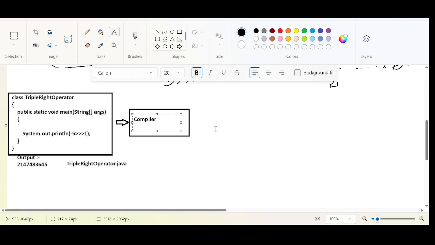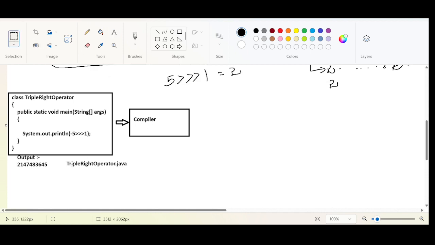If there are no errors, it will convert this source code, or this .java file, into what? .class file. Very simple. The .java file will be taken by the compiler. The compiler is going to take this .java file, right? And what is it going to do with the .java file? It is going to convert this .java to the .class file.